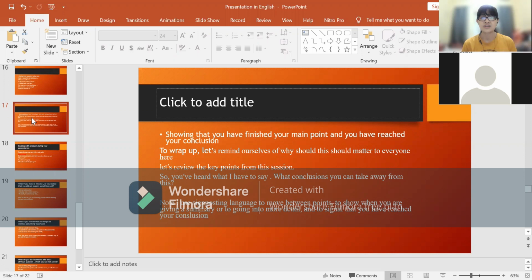Or, so you've heard what I have to say. What conclusion can you take away from this? You can use questions here as well. And then I have a note: use signposting language to move between points, to show when you are giving a summary or going into more detail, and to signal that you have reached your conclusion. So signposting language is how you signal your audience, so that they really stick with you.